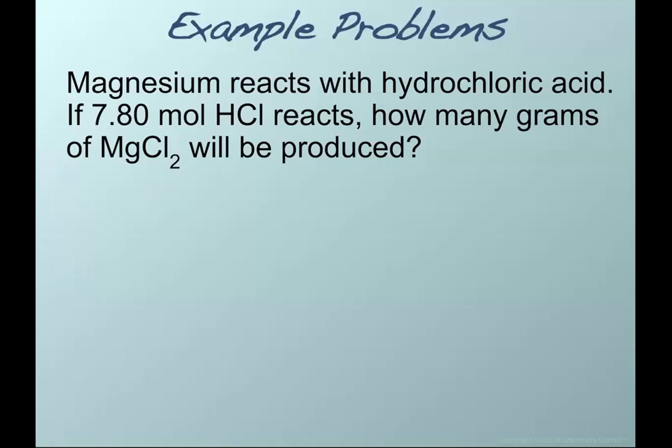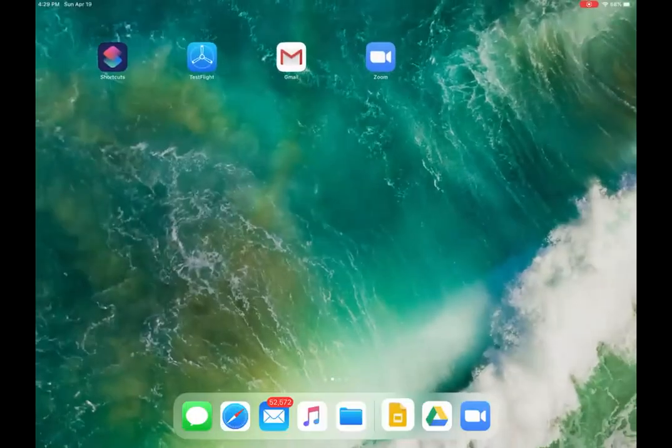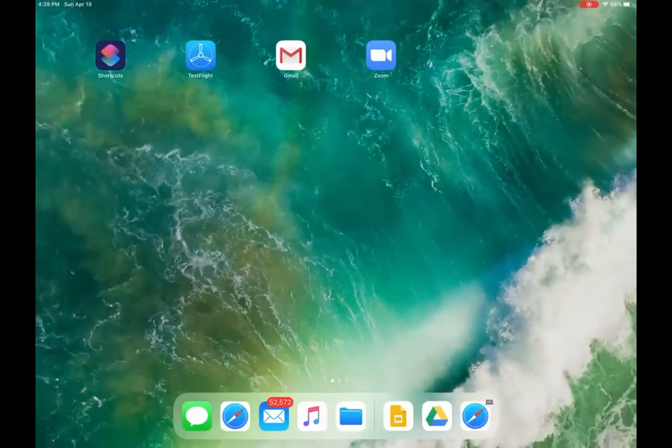Okay, magnesium reacts with hydrochloric acid. So what is magnesium? Mg. What's hydrochloric acid? HCl. So then we've got Mg, and it says MgCl2 is what is being produced, but also we have hydrogen, which always comes in twos. Okay, I'm going to see if I can do this on my whiteboard again.